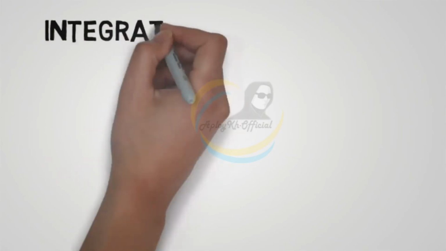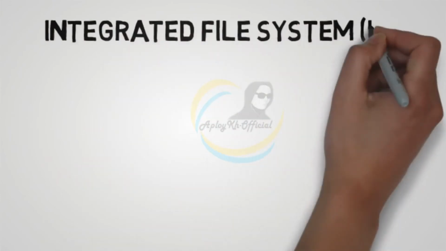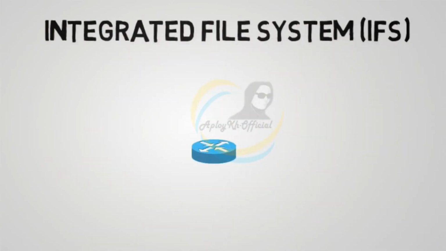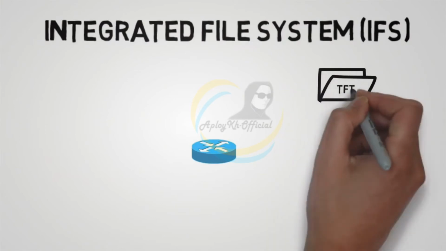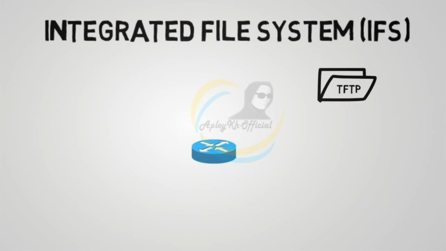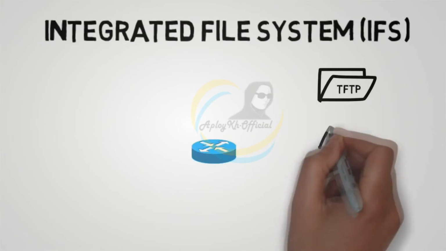Cisco routers and switches have their own file system. It's called the IFS, the Integrated File System, and the IFS gives us different places where we can store files, such as a TFTP server. If I'm upgrading from one version of Cisco IOS to another, I might download that new version from a TFTP server. I could store files in Flash.